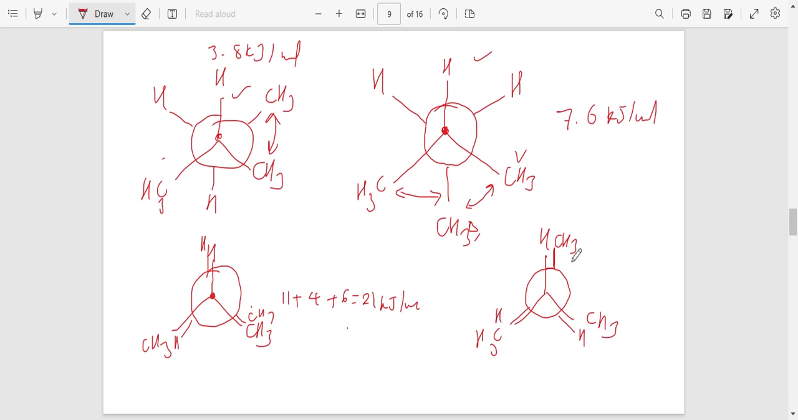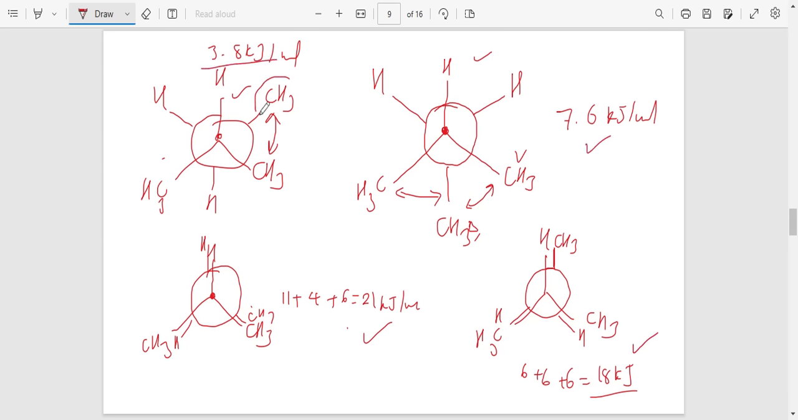Now here, we know that H to CH3 eclipse, the energy for that one is what? 6 kilojoules per mole. And then H to CH3 is also 6 kilojoules per mole. Also, this one is 6. So this is going to give us 18 kilojoules. So what does this mean? This one is the most unstable molecule having the maximum energy, followed by this one, followed by this one, and followed by this one.